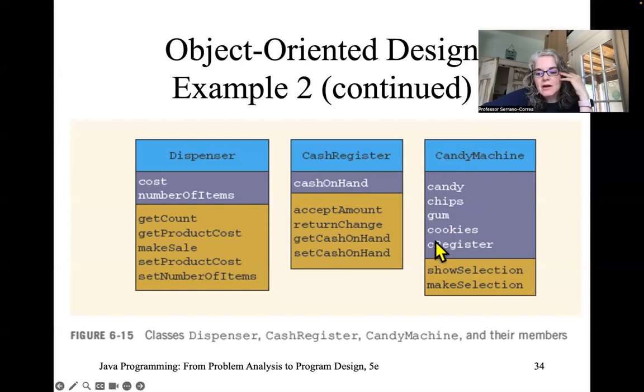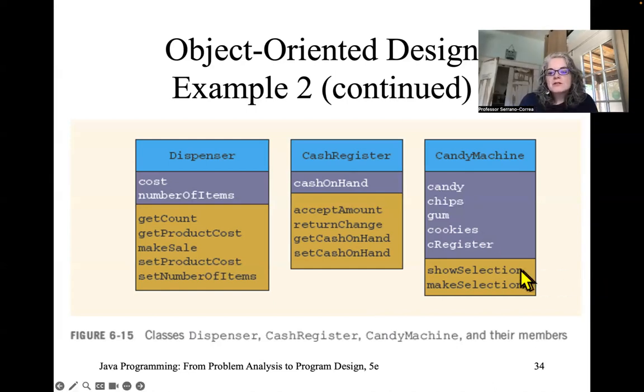And then it would have cash register. So candy, chips, gum, and cookies would actually be 4 objects of the class dispenser. So candy would be defined as dispenser, chips would be defined as dispenser, gum would be defined as dispenser. So you could say something like dispenser cookies equals new dispenser. And depending on how you create this, you could pass it the cost and the number of items. That's for later, so I can show you how to do that.